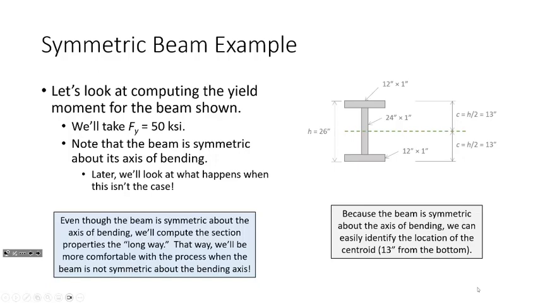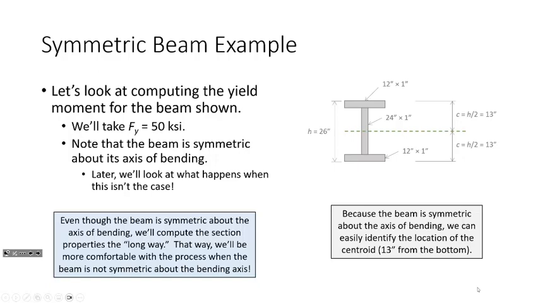Let's walk through this. I have a beam here, and by the way, you all aren't going to have to do this one by hand. I have all the calculations in the slides. But let's look at computing the yield moment for this beam. So we're going to compute the moment of inertia. We're going to compute the centroid. We're going to compute the yield moment, the section modulus, all of that.